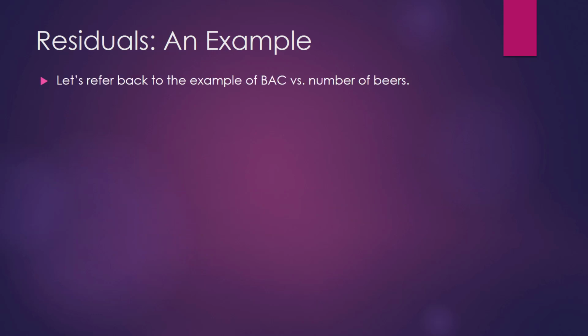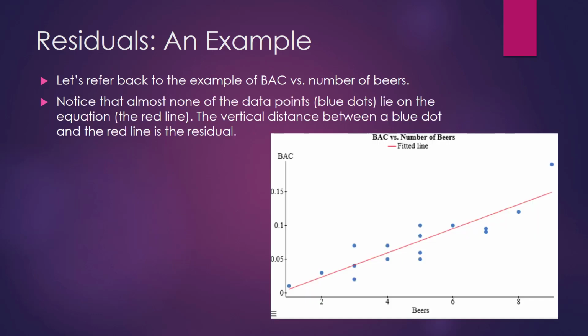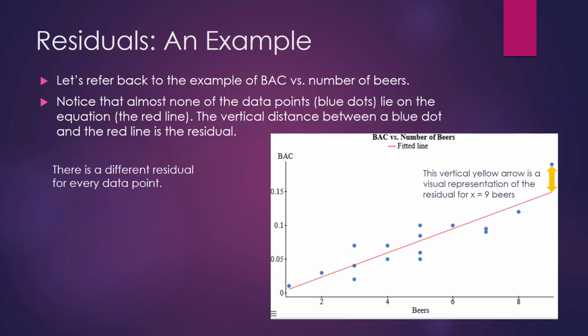Let's refer back to the blood alcohol content versus number of beers example we have used in many previous videos. Notice that almost none of the data points or blue dots lie exactly on the equation or the red line. The vertical distance between a blue dot and the red line is the residual. Notice that there will be a different residual for each data point. Here, this vertical yellow arrow is a visual representation of the residual for x equals 9 beers.